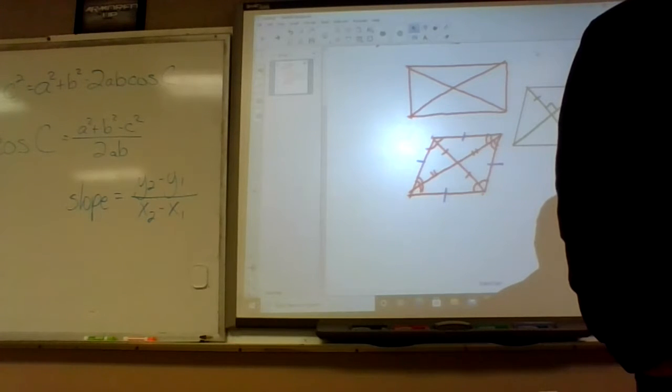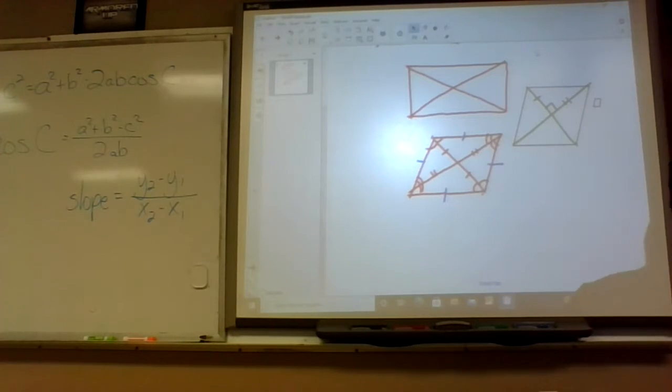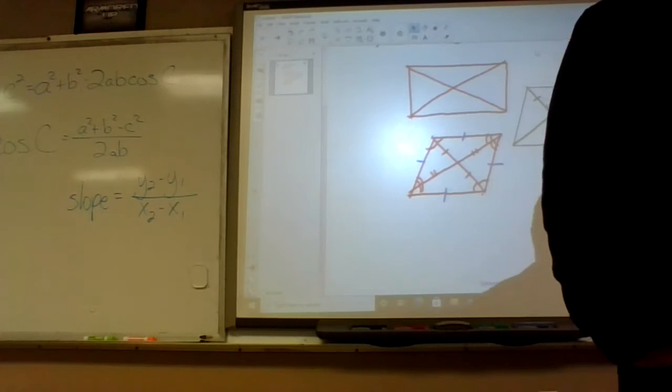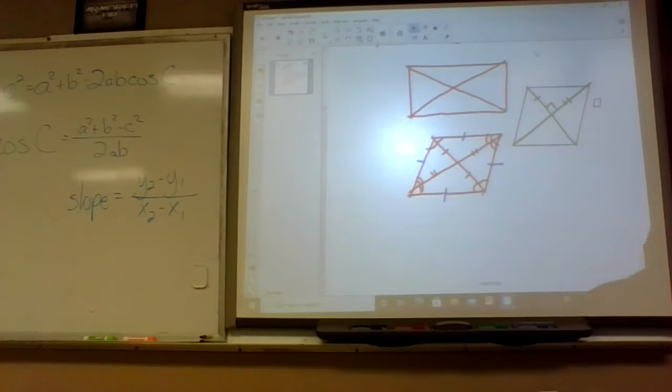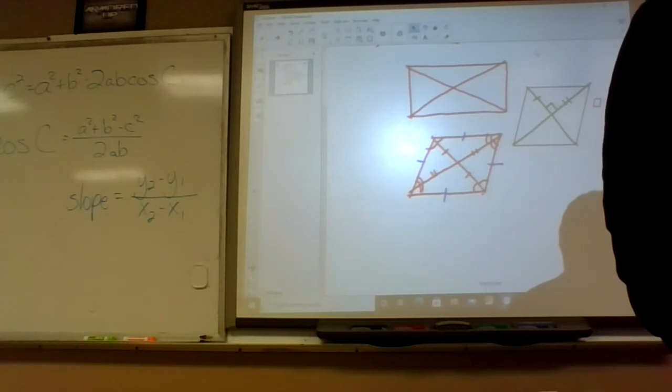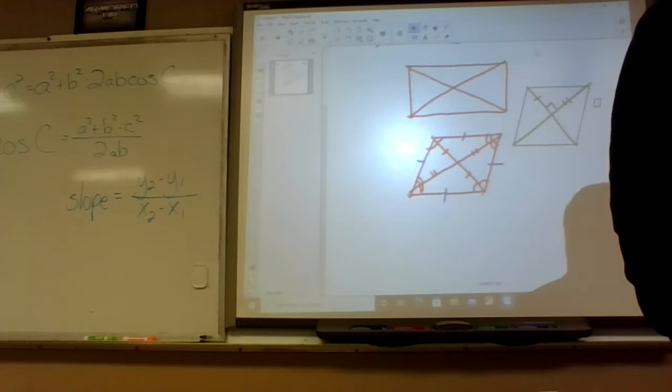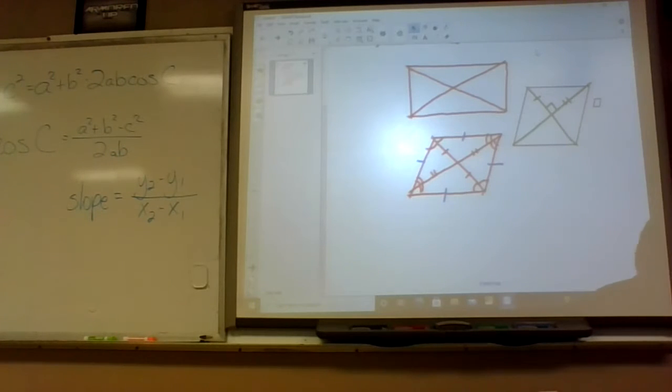PQRS is a rectangle. That's what they tell us in the directions. What is QS if PR is 12? 12. Diagonals are congruent. See, they're being nice to us so far. You jinxed it. It was number 1, so I don't want to get my hopes too high.